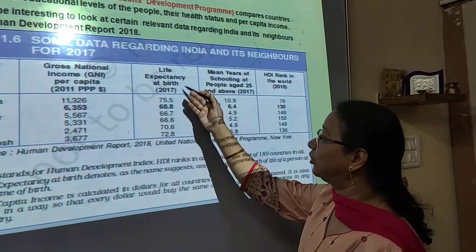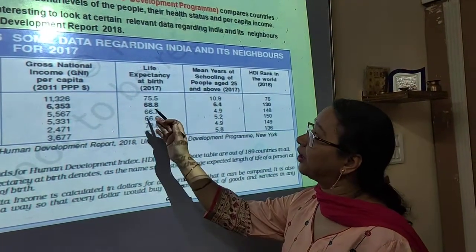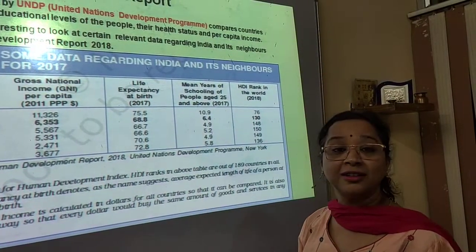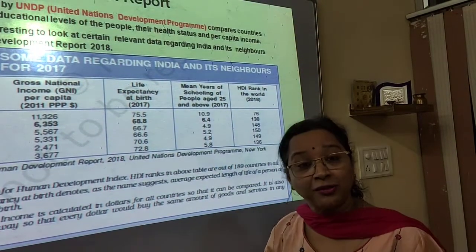Okay, let us come to life expectancy. It is the second parameter that UNDP measures. It is called health. Life expectancy. What is life expectancy?